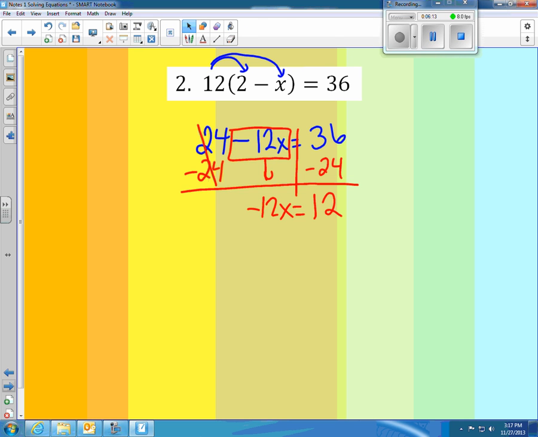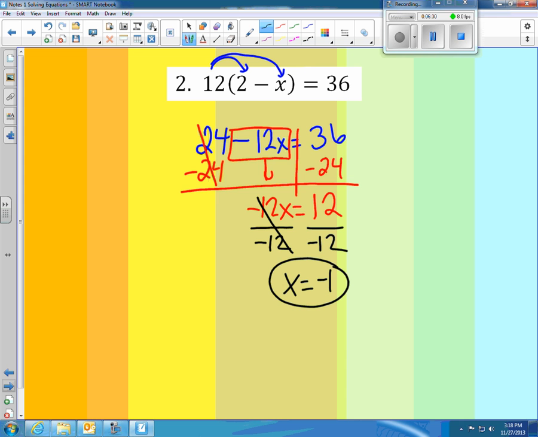All right, step 4 says use multiplication or division to cancel the coefficient. I have negative 12 times x, so I'm going to divide by negative 12. Divide by negative 12. x equals 12 divided by negative 12 gives me negative 1. Now, if you want to check your answer, plug that back in for x.